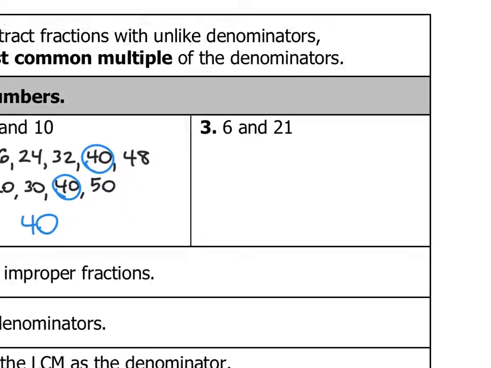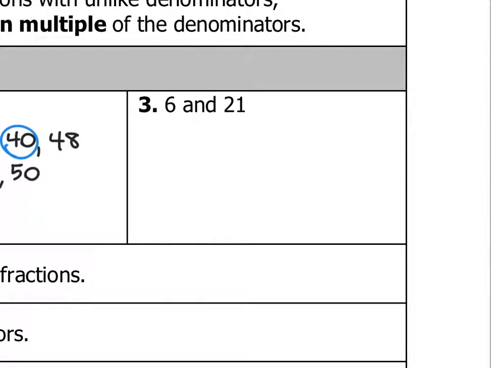All right, and then for number 3, 6 and 21, I want to show you a different way you can also find least common multiples, and that is using prime factorization. So if I wanted to do the prime factorization of 6, I could use a factor tree. 2 times 3 is 6, and so its prime factorization is 2 times 3. And then for 21, I know that 3 times 7 is 21, so that's 3 times 7.